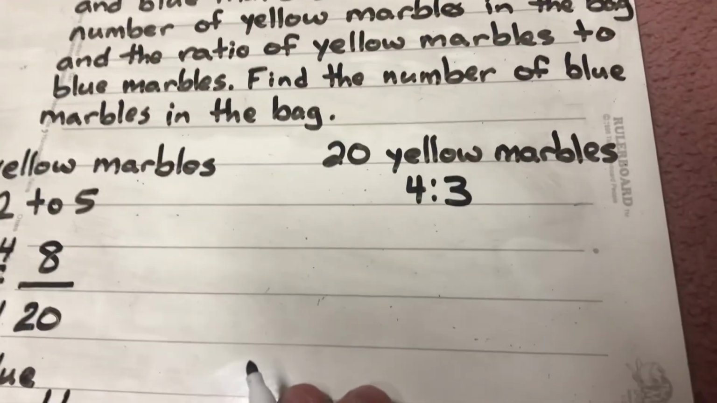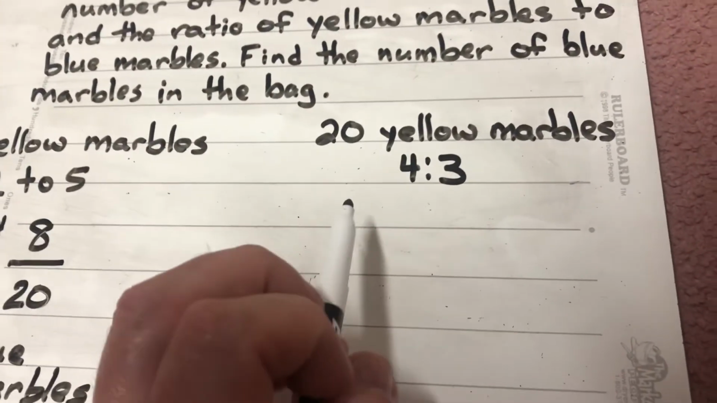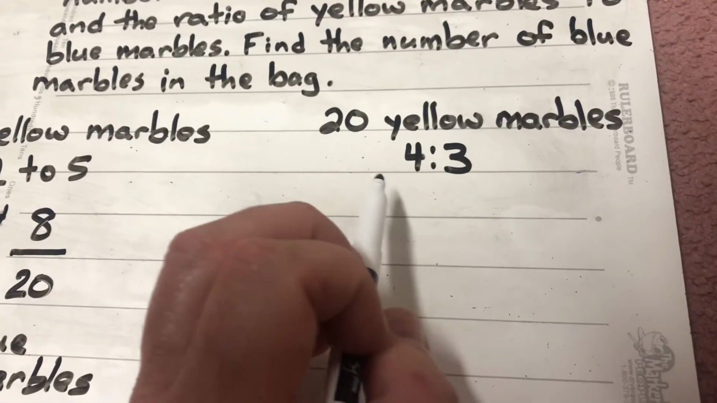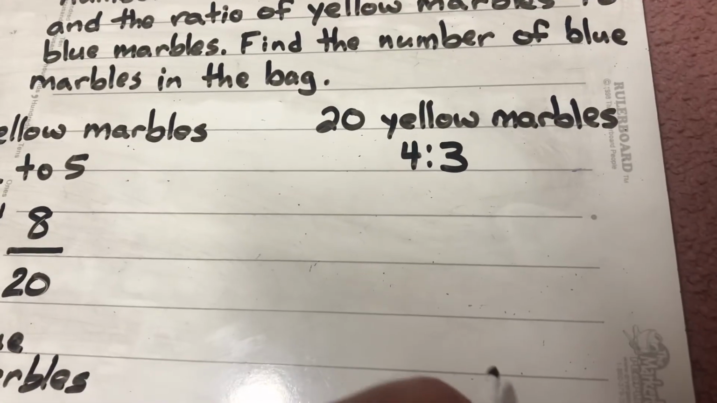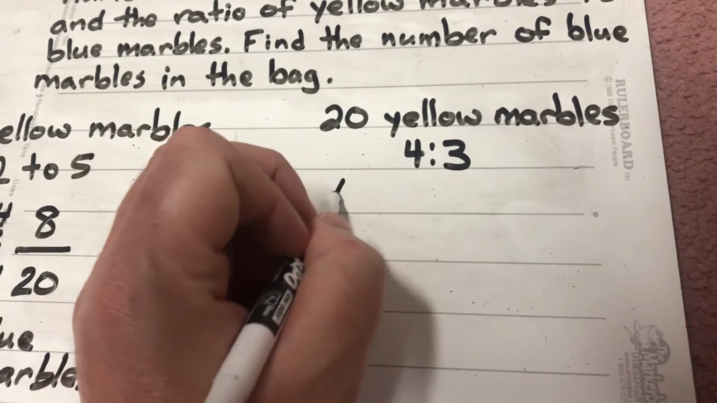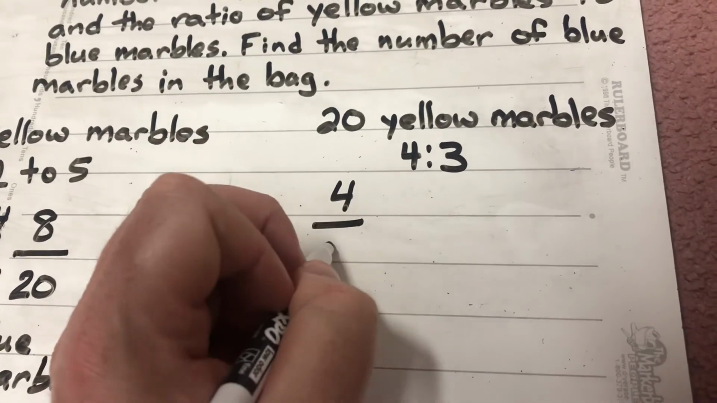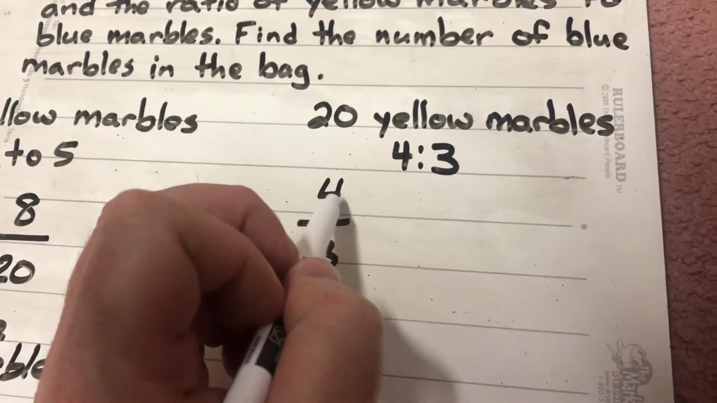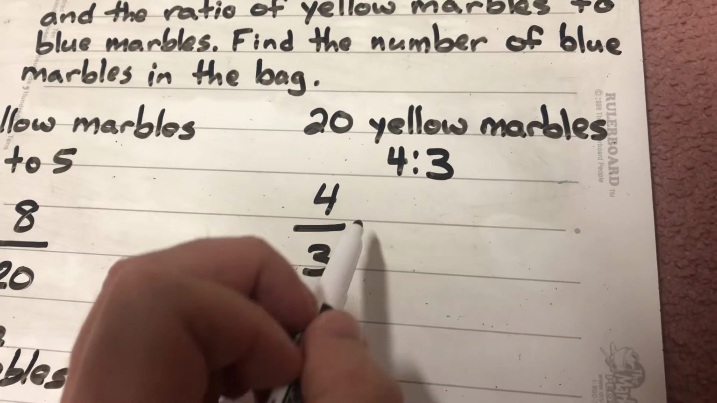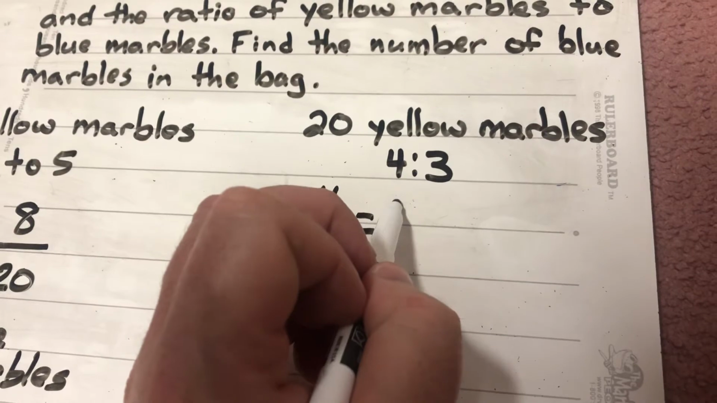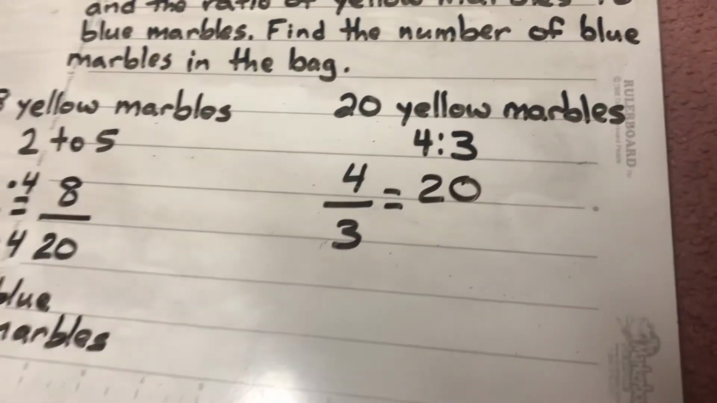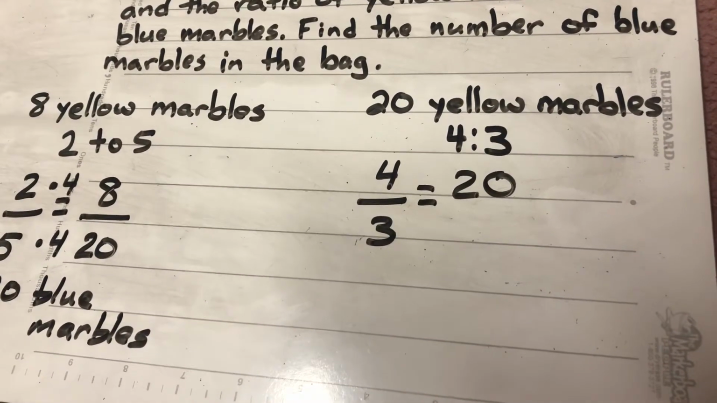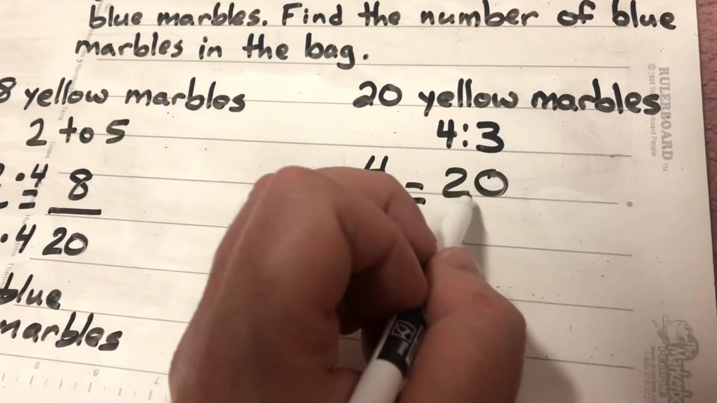Let's look at the next one. This one says there's 20 yellow marbles and the ratio is 4 to 3. So I'm going to set this up as first 4 over 3 for 4 to 3. 4 yellow marbles for every 3 blue marbles. I also know that there were 20 yellow marbles in the bag. Okay?